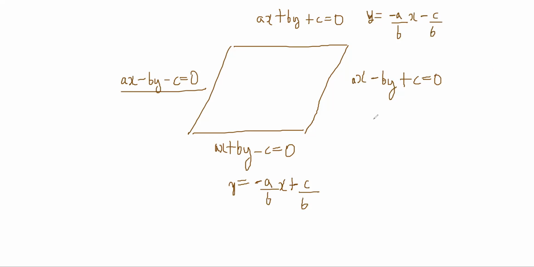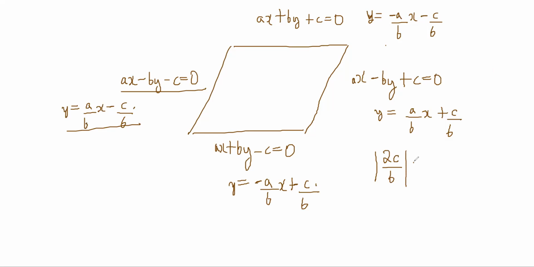By b, and y is equal to a by b x plus c by b, and this is y is equal to a by b x minus c by b, right? And the area of the thing becomes equal to, m2 c2 minus c1, this minus this minus this becomes 2c by b into d2 minus d1, again 2c by b by m2 minus m1, right?